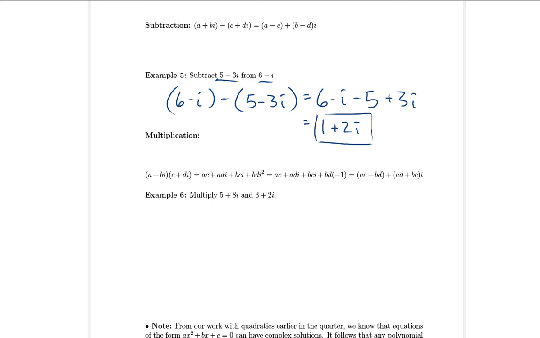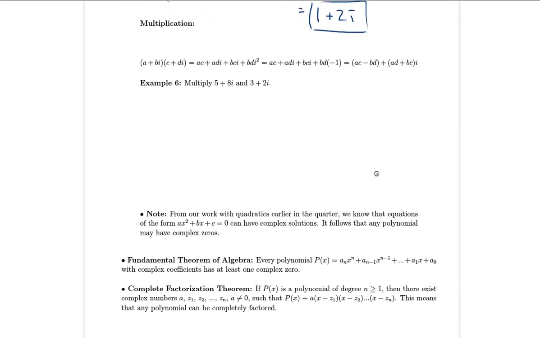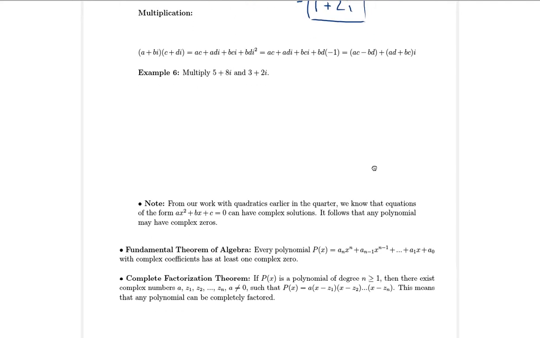Just one more here. How does multiplication work? Basically just like it works if that was an x in place of the i, with the added caveat that anytime we see an i squared, we can simplify it to be a -1. So when I see 5 plus 8i times 3 plus 2i, I'm just going to FOIL. First, 5 times 3 is 15. Outside, 5 times 2i is 10i.